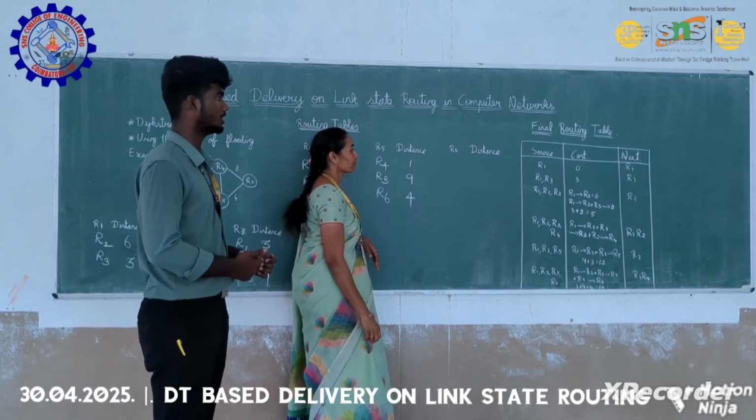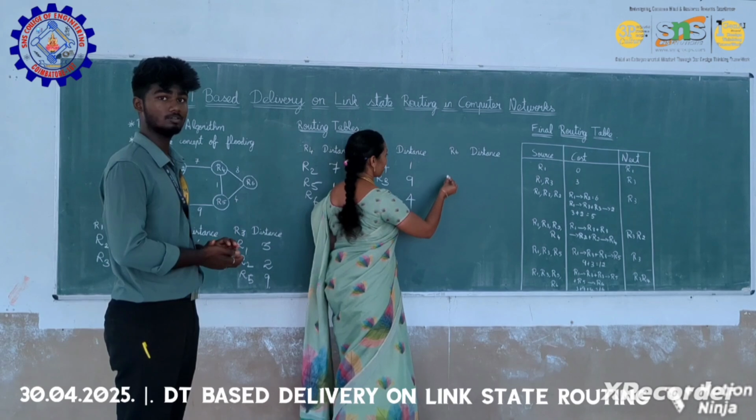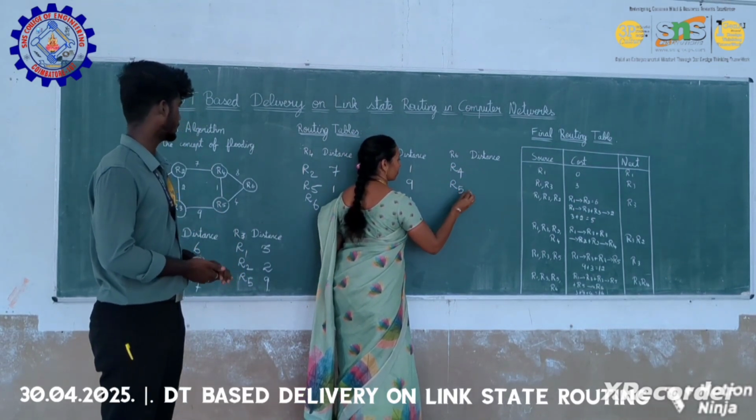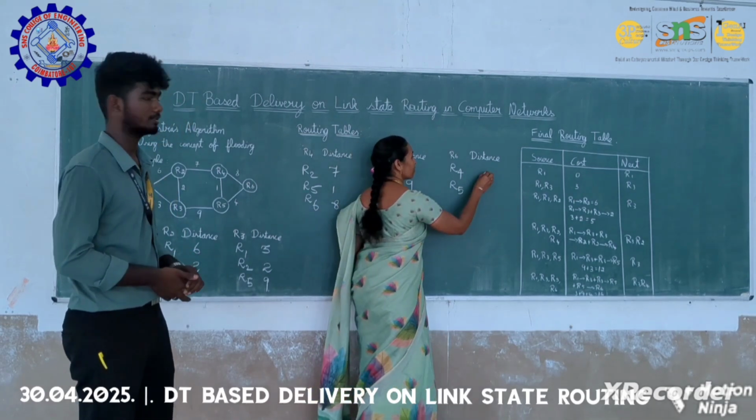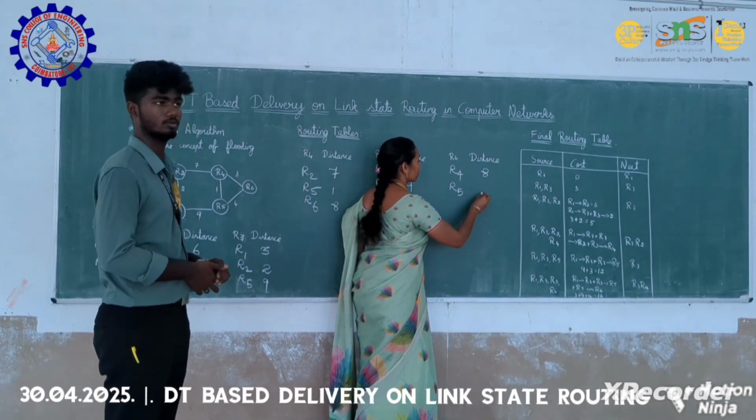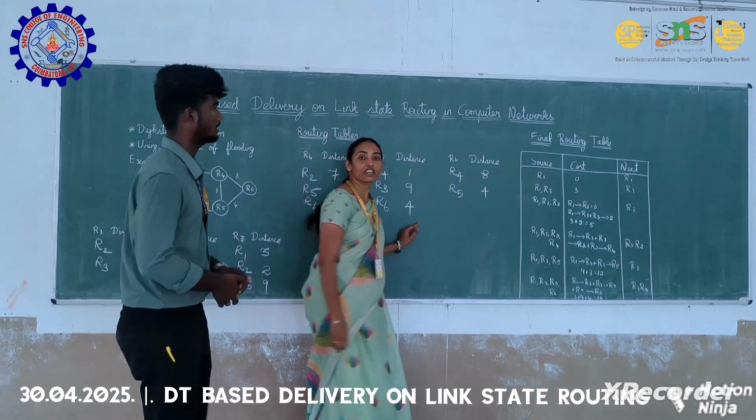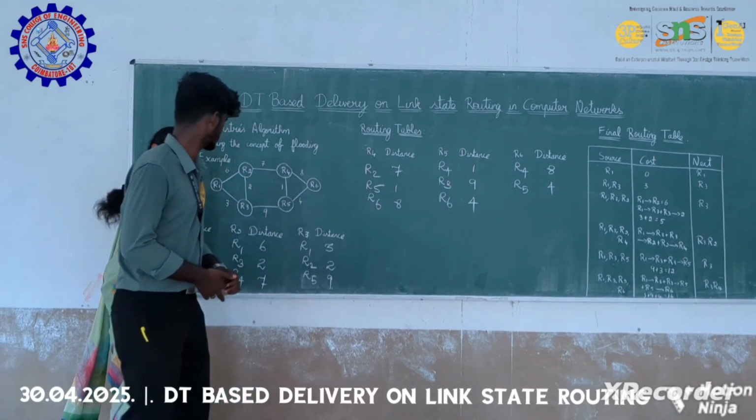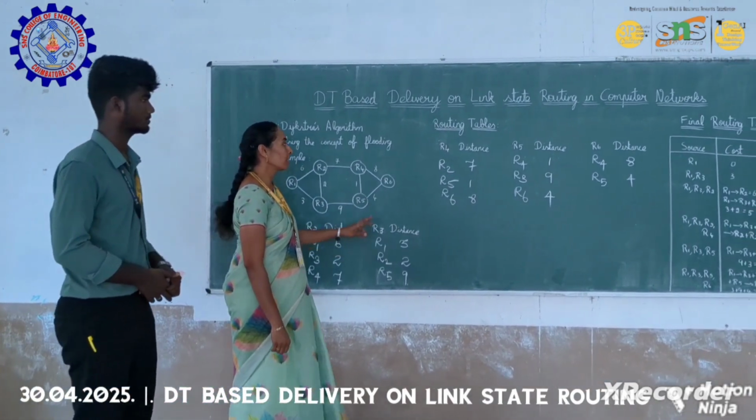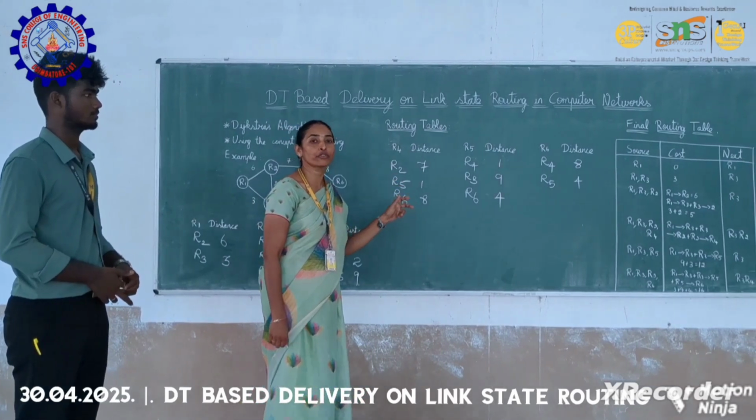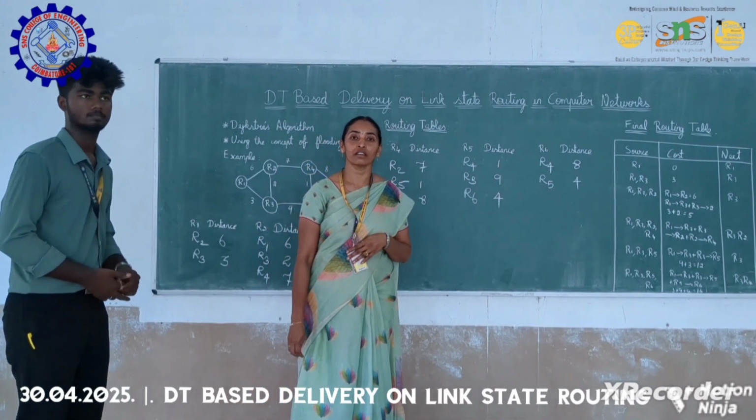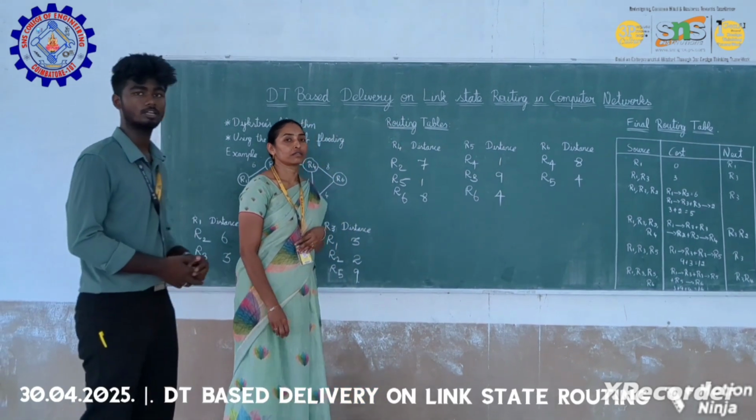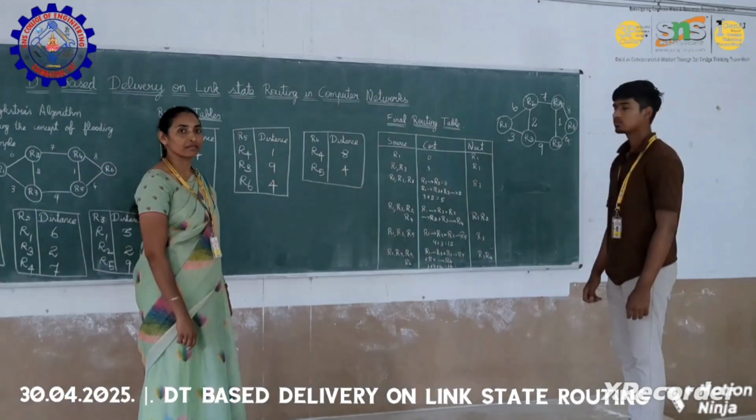Now let's find the routing table for R6. The adjacent nodes for R6 are R4 and R5. The distance between R6 and R4 is 8 and the distance between R6 and R5 is 4. These are all the initial routing tables. We found routing tables for R1, R2, R3, R4, R5 and R6. How do we find the final routing table using R1 as the source? The final routing table will be explained by Karthikeyan.